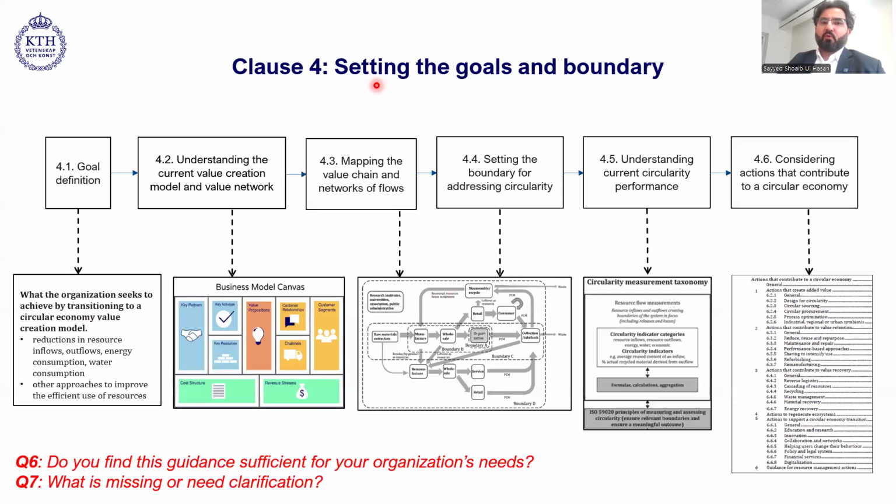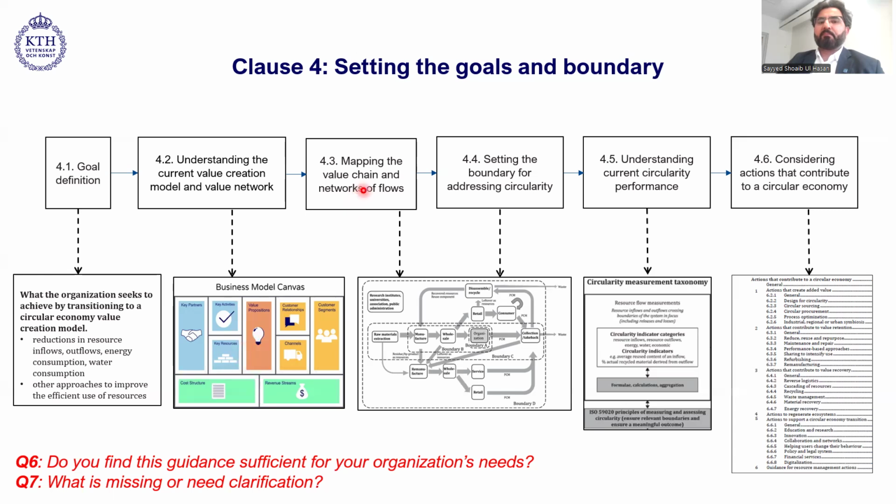So clause 4 basically is about setting the goals and the boundary. And this clause has 6 subclauses. Subclause 1 is goal definition. This is where you need to decide what the organization seeks to achieve. What is the main motivation? What is the main driver? What is it that the organization wants to achieve? Second subclause is understanding the current value creation model and value network. And here the standard refers to the business model elements that you need to go through and try to review.